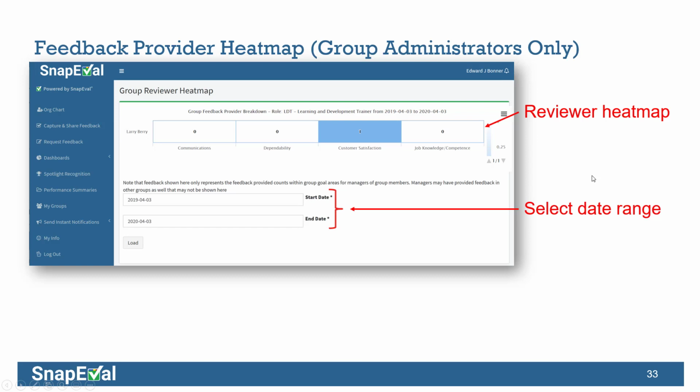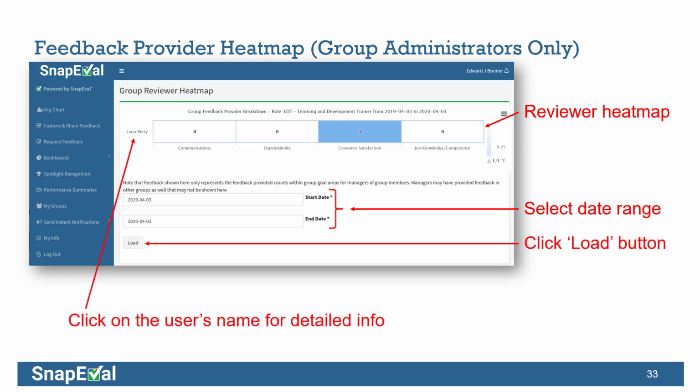The goal here is for you to be able to see overall whether this particular person is creating feedback for employees across all of the goal areas within the company over a period of time. If you want to see more details, you can simply click on that user's name and drill down in and see more details about the actual snaps that that individual has created.